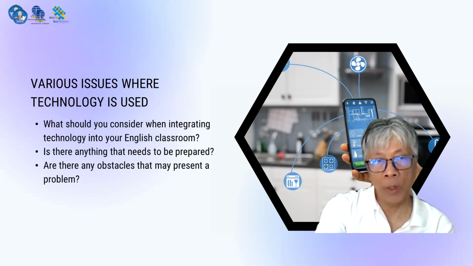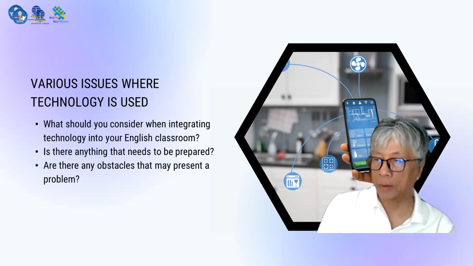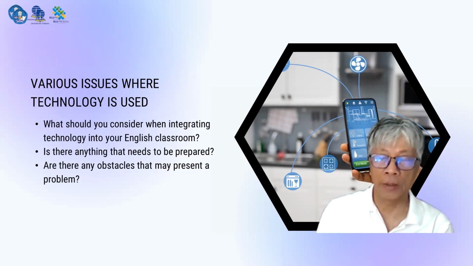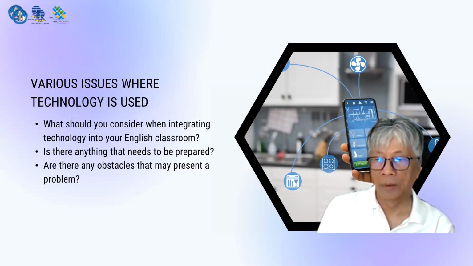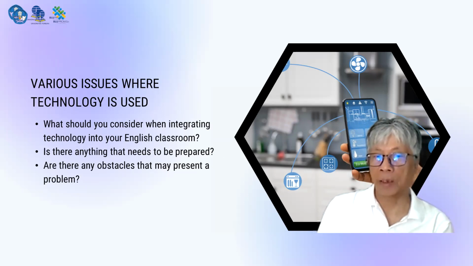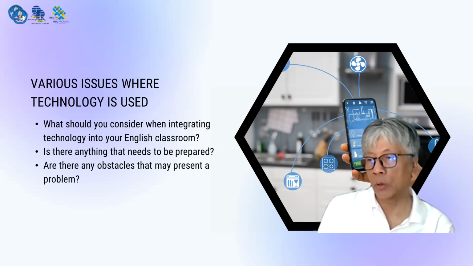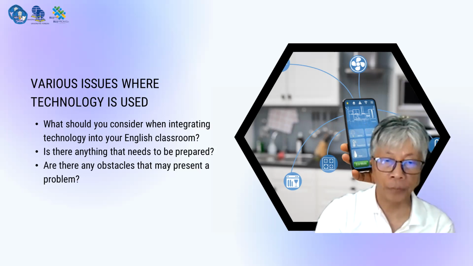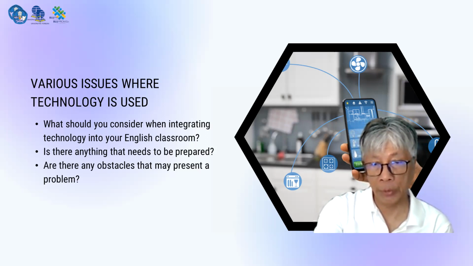In understanding activity 1, you should keep these questions in mind: what should you consider when integrating technology in your English classroom? Is there anything that you need to be prepared? Are there any obstacles that might present a problem? It could be the network, it could be obstacles from the authority, it could be obstacles from your students' condition. So keep that in mind while you're reading Module 2.